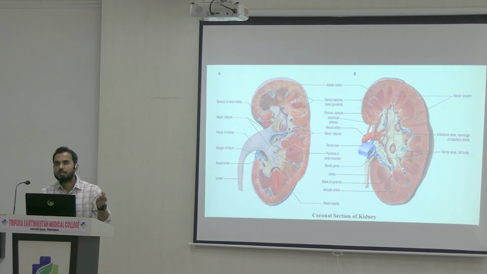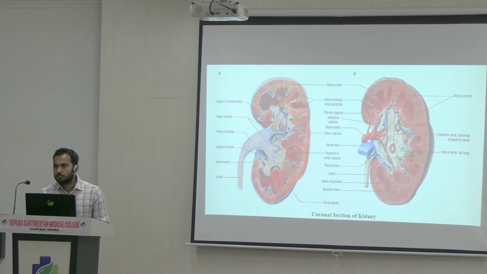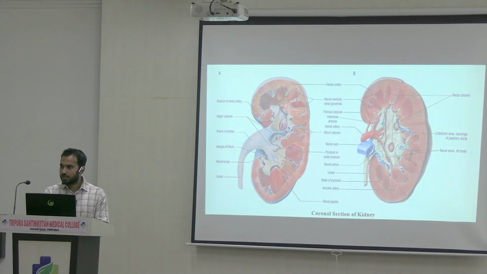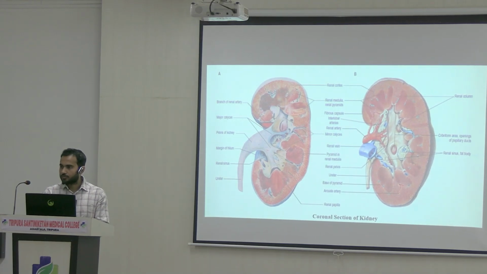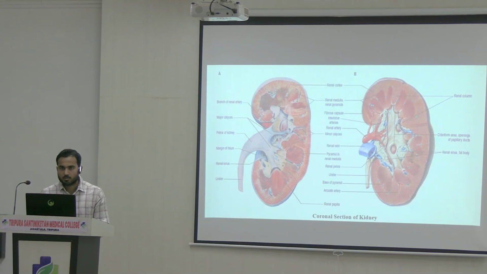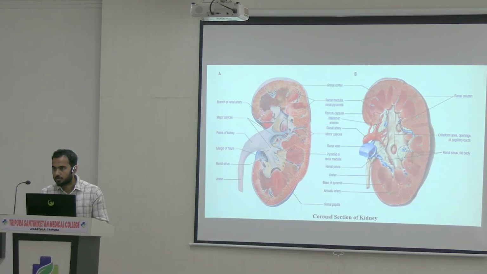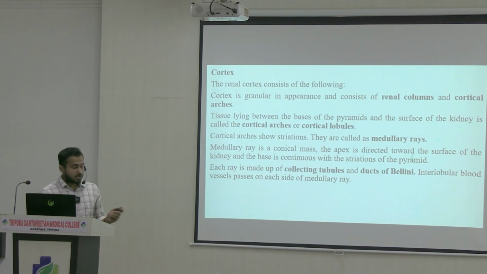This is how after filtration the urine is flowing, because from the minor calyx it will go to the major calyx, the urine which is formed. From the minor calyx, then the major calyx, then the renal pelvis, and from the renal pelvis it will come into the ureter. This is the direction of the flow of the urine. That also you have to understand in the microscopic structure of the kidney. Next is the cortex.